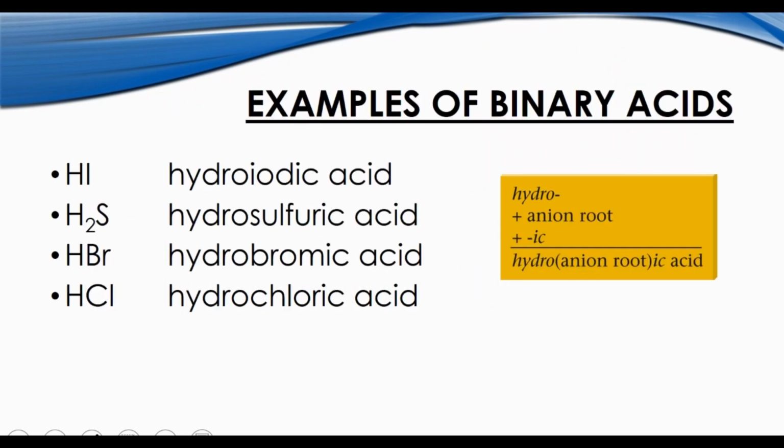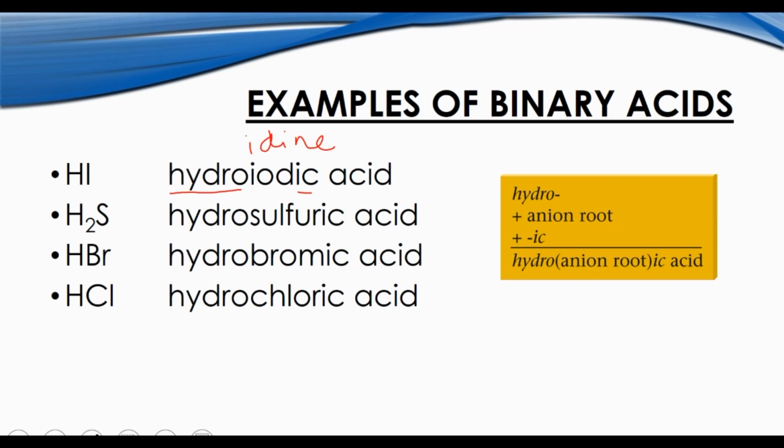Right here we have hydrogen in the first example with iodide. You can see at the beginning, we wrote hydro and iodine. Just like before, we were changing the ending to IDE. Now we're changing it to IC because we're dealing with acids. So hydroiodic acid.